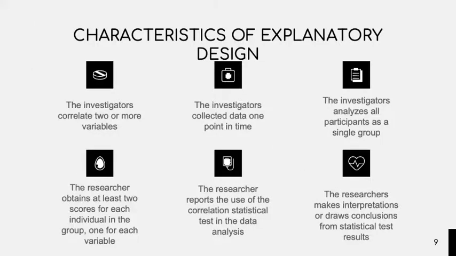When we look at research papers, we want to identify what type of design was used. In order to do so, we can look at these characteristics of an explanatory design. First, the investigators correlate two or more variables. These researchers report the correlation statistical test and mention the use of multiple variables, so readers can find these variables mentioned in the purpose statement, the research questions, or the tables reporting the procedures.